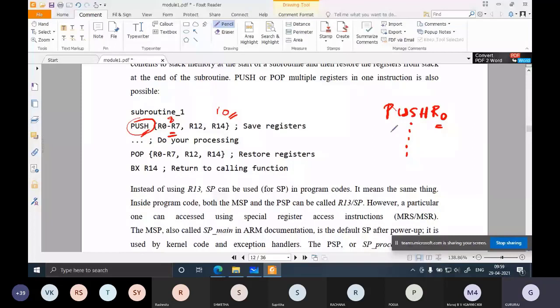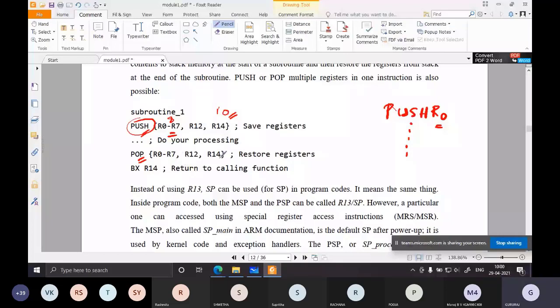If you remember 8051, there one push instruction can be used to store only one register content, but here that is not the case. Using one push instruction, you can store multiple registers at a time. So instead of 10 instructions, only one instruction is sufficient. The same case is applicable for pop also. Using only one pop instruction, you can pop multiple registers. That is also available.